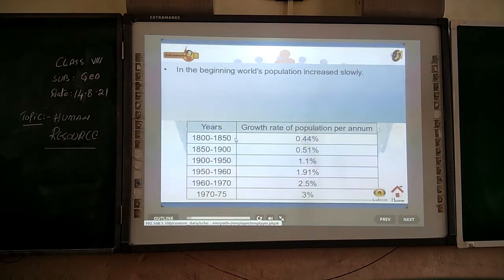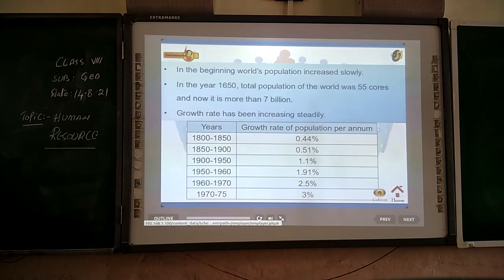In the beginning, the world population increased slowly. In the year 1650, the total population of the world was 55 crores, and now it is more than 7 billion. Growth rate has been increasing steadily. The graph shows the growth rate of population per annum from 1800 to 1970-75.